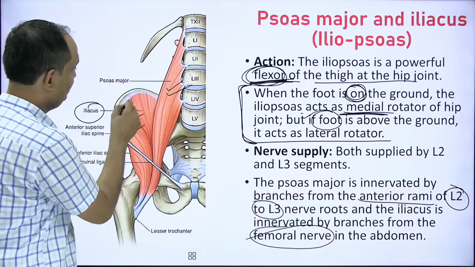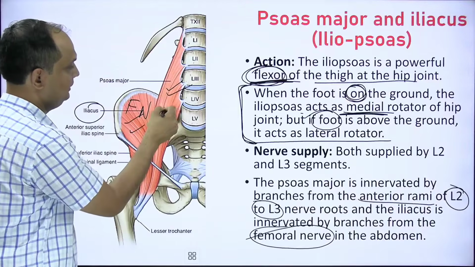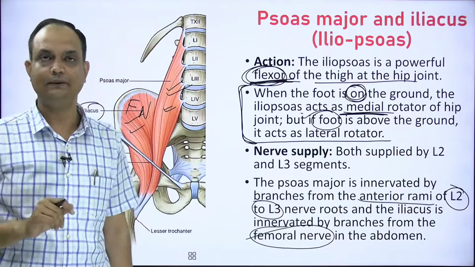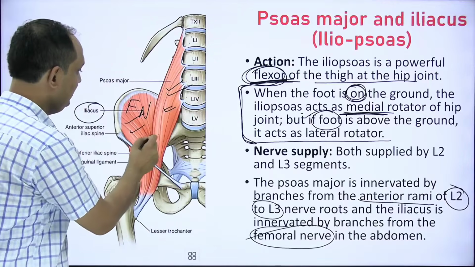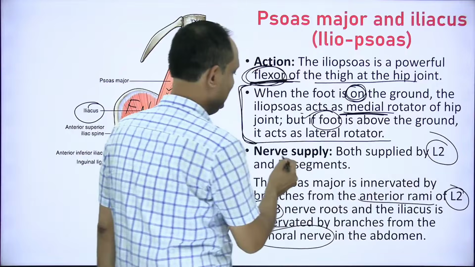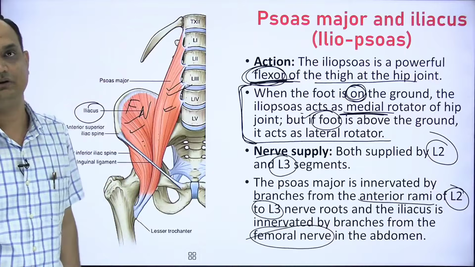The iliacus is supplied by the femoral nerve. The psoas major is not supplied by the femoral nerve. It is supplied by direct branches of the nerve roots. Clear? But the root value of both is similar. The root value is L2 and L3 segments of the spinal cord.